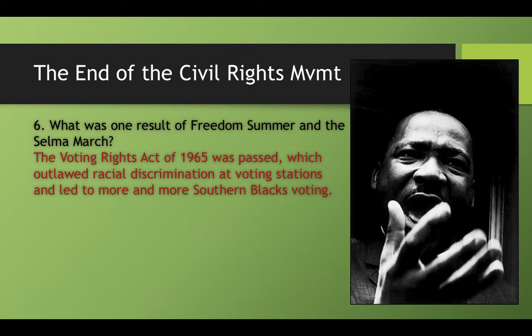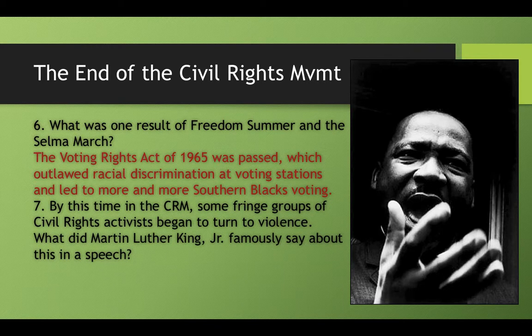But a big result of both Freedom Summer and the Selma March was the Voting Rights Act of 1965 being passed. This outlawed racial discrimination at voting stations, Jim Crow laws like the literacy test, the grandfather clause, and the poll tax, and this led to more and more Southern blacks voting. And by this time in the civil rights movement, unfortunately, some fringe groups of civil rights activists began to turn to violence. They said, you know what, this peaceful way, while it has given us a lot of progress, it's going way too slow, so we need to take matters into our own hands and bring about social change by any means necessary.